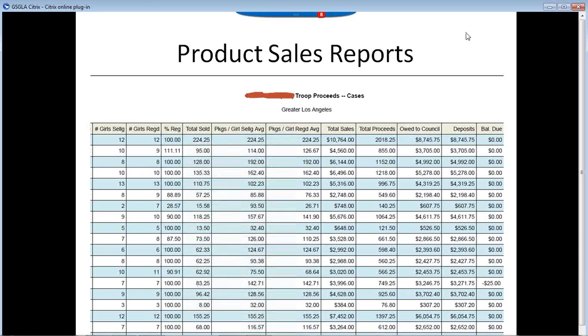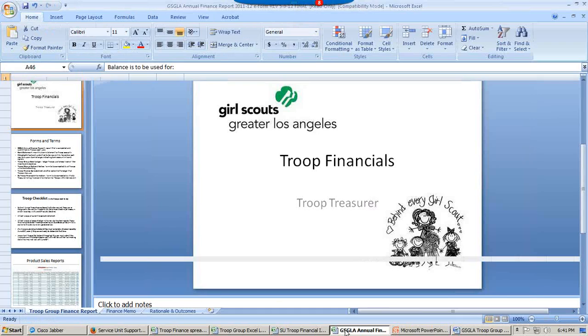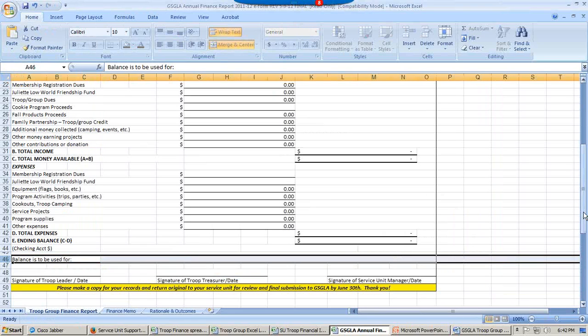And that's something that you should know. Your product salesperson should be giving you what their proceeds should have been. They're going to give you a troop report, but your actual dollar amount that's going in that annual report is going to be the actual amount of deposits that you've made minus the council debit, and that should come up with at least the same or a similar proceed.